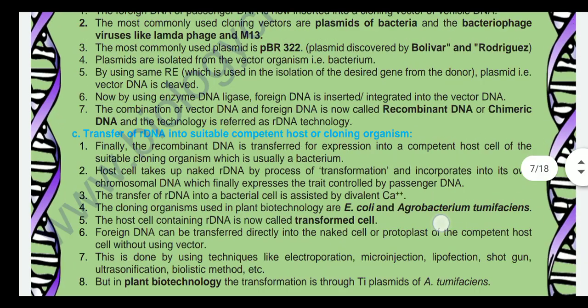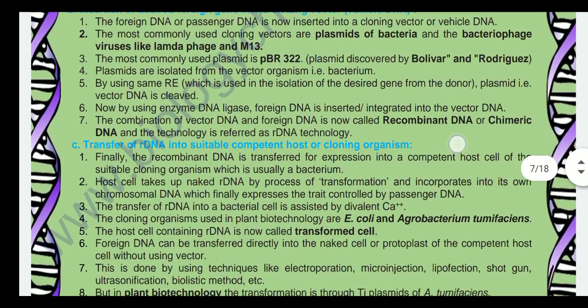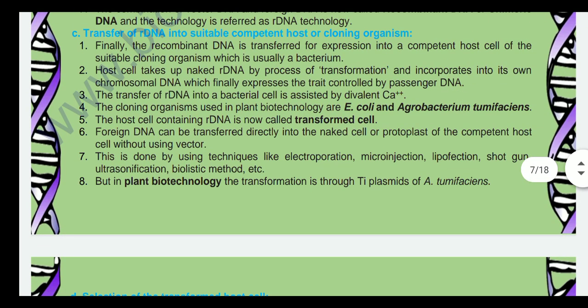So the host cell takes up naked rDNA, that means only the plasmid with the desired gene that we have inserted, and this process is called transformation, which incorporates its own chromosomal DNA, which finally expresses the trait controlled by the passenger DNA. That means a plasmid which is inserted in the bacteria, in simple language we can say.